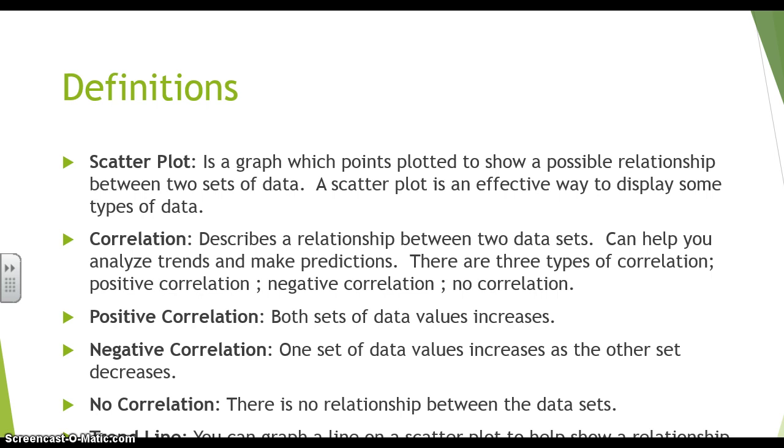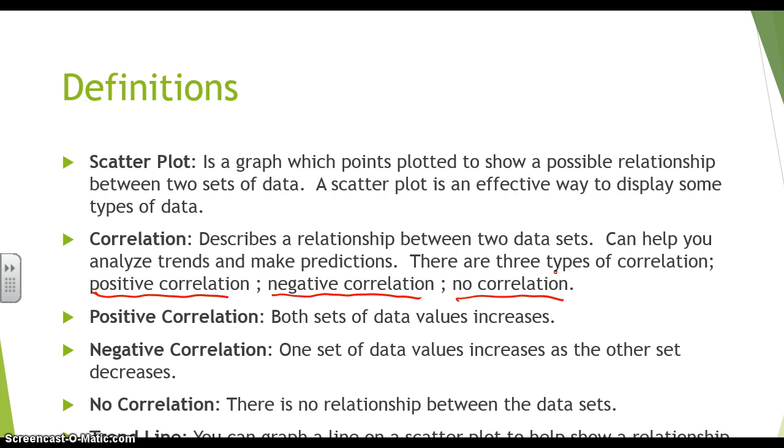What you can do is analyze trends with correlations and make predictions. There are three types of correlations you'll see: what's called positive correlation, negative correlation, or no correlation. And in your bookwork, you will have to recognize the positive, negative, and no correlation and label that.